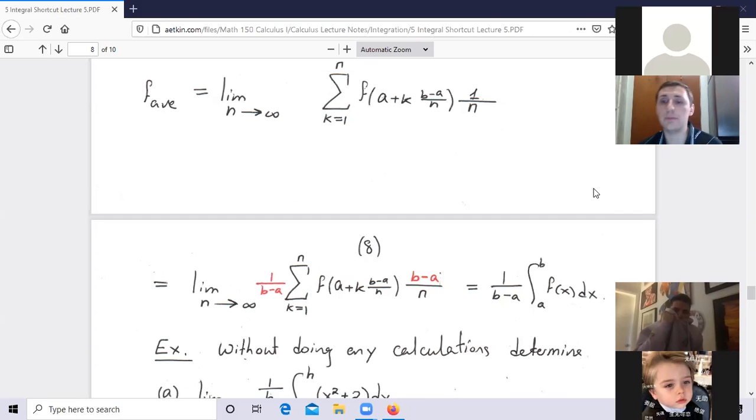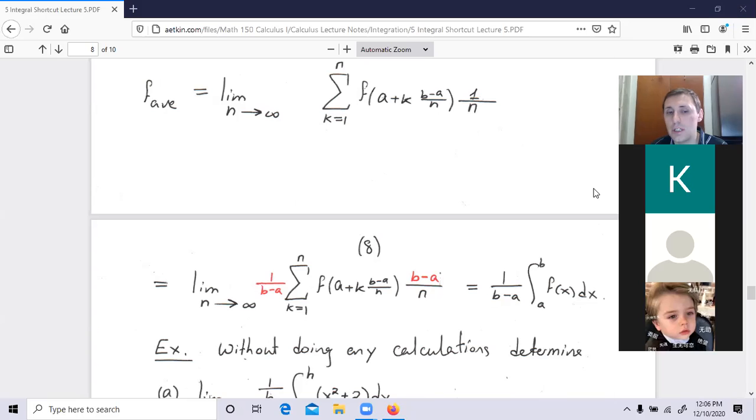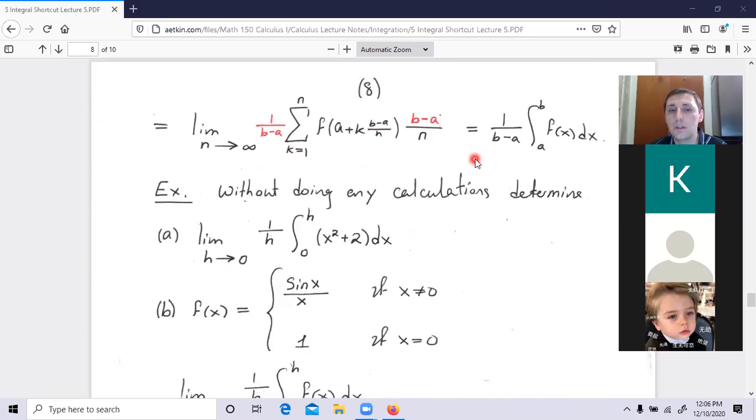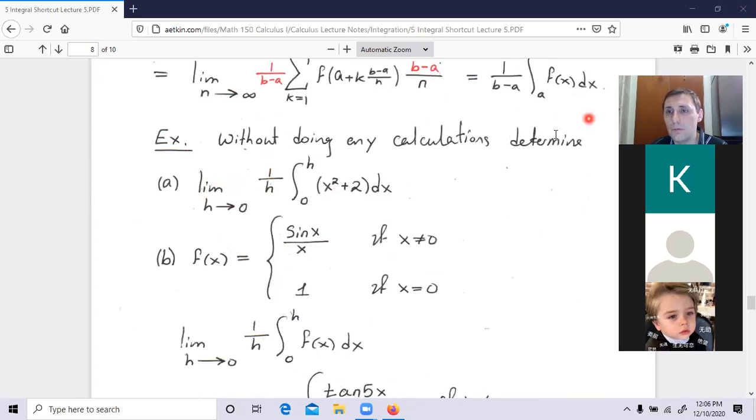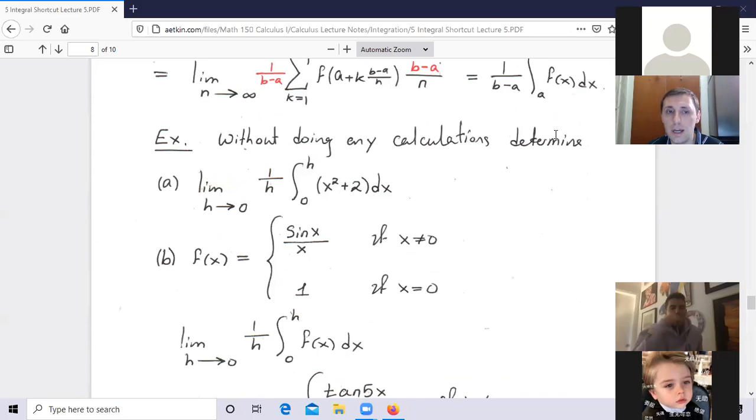Integrals are very similar to averages. That's a very deep insight. Integration and average are very simple, very similar things. Good? Let's see if you understand this idea. Without doing any calculations, determine this limit. I push h to 0, 1 over h integral from 0 to h of x squared plus 2 dx. I want you to tell me what will be the limit if I push h to 0.